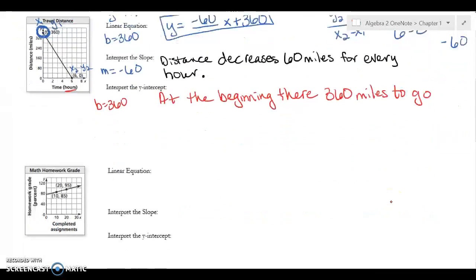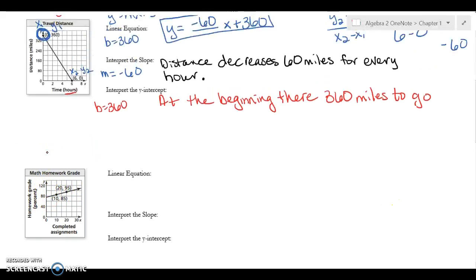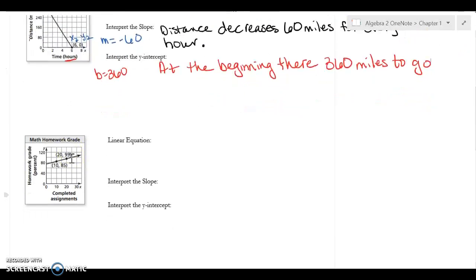Let's look at the second one. For the second one, I don't have my b. Up here on the first one, I can see where it crosses. So for the second one, I'm going to have to do some work. So the first thing I need to do is find my m. I'll change colors.